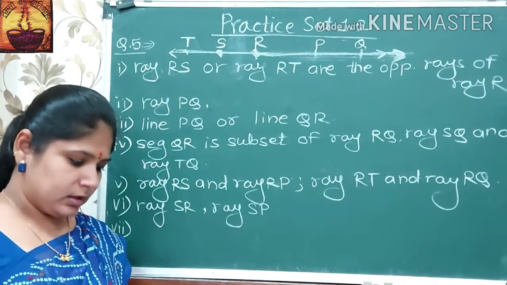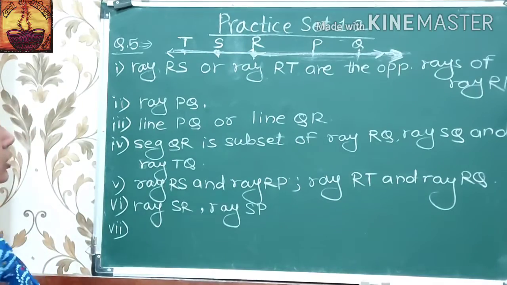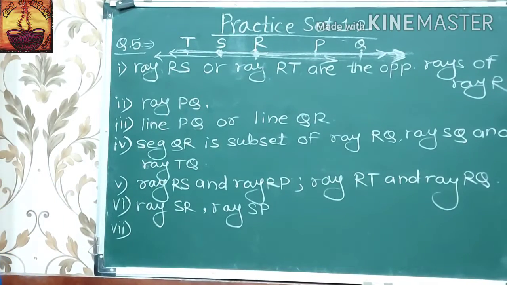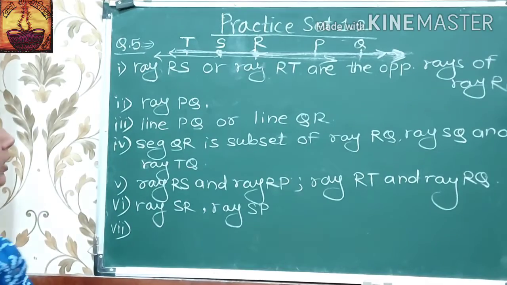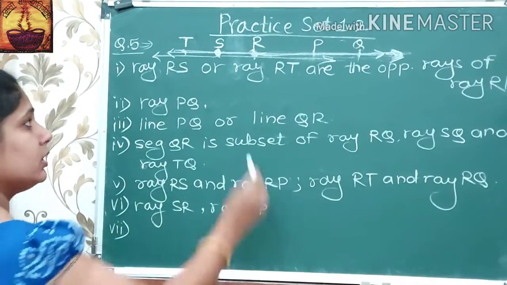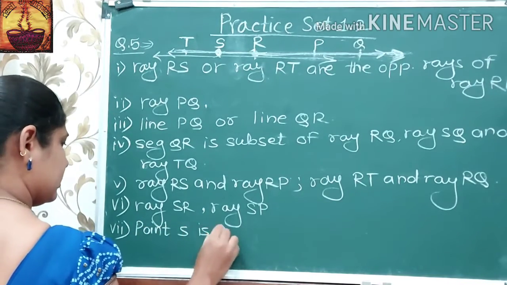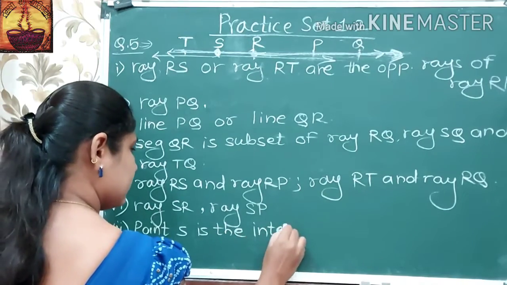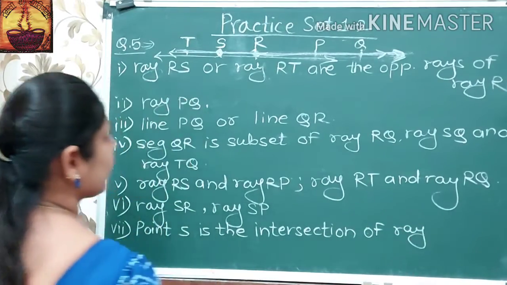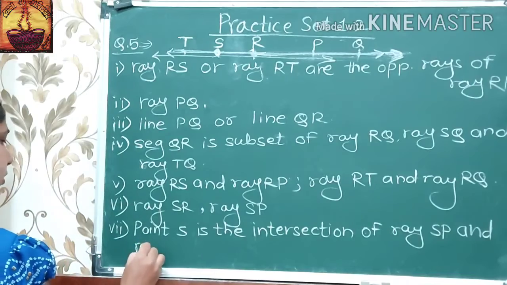The seventh question is, write the intersection set of ray SP and ray ST. Intersection means only the common points in ray SP and ray ST. Here only point S is common between ray SP and ray ST. Therefore write here, point S is the intersection of ray SP and ray ST.